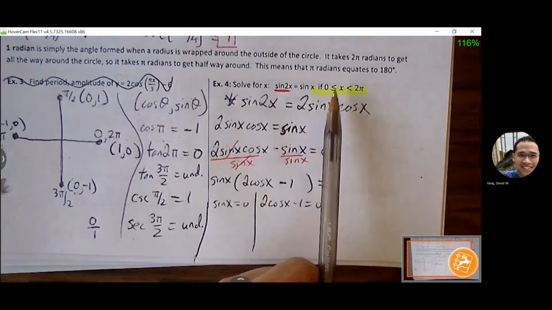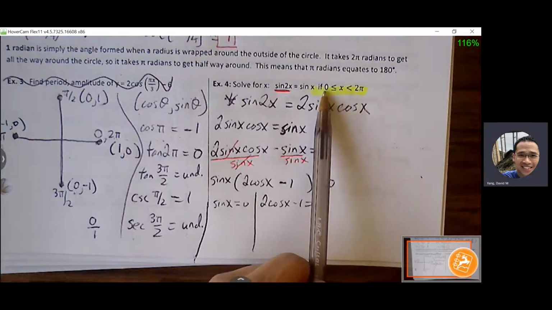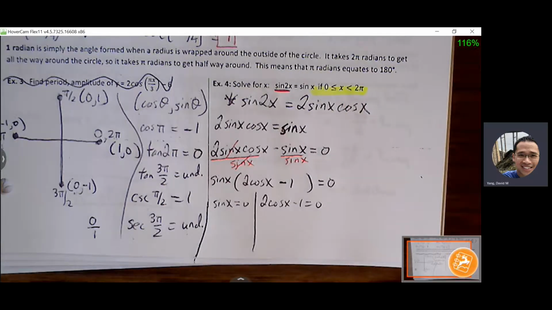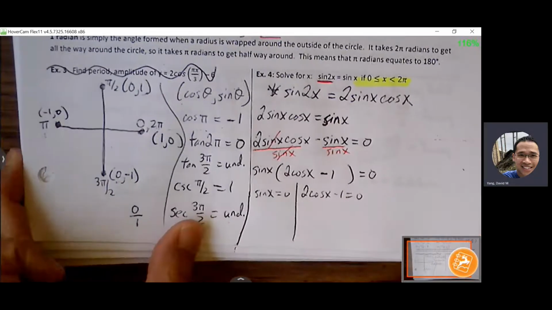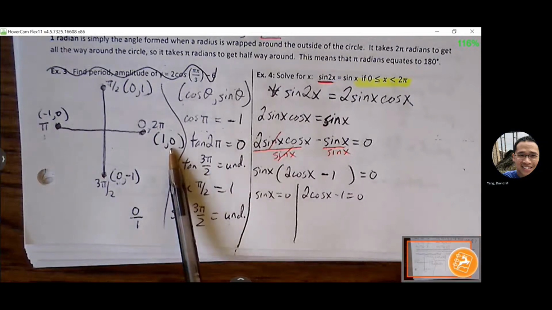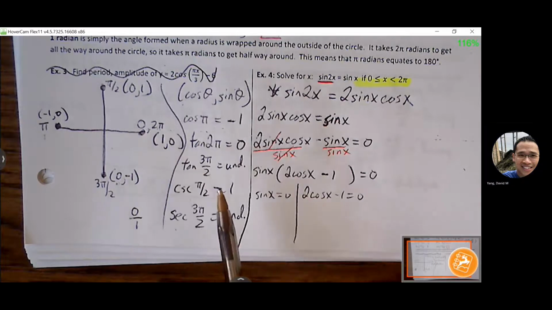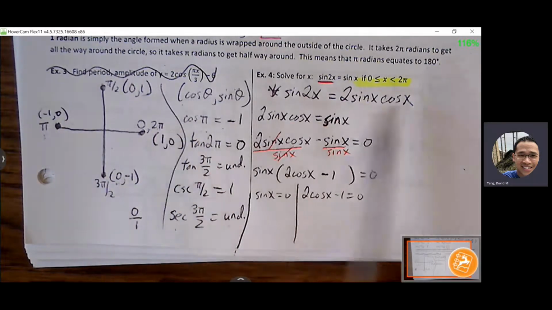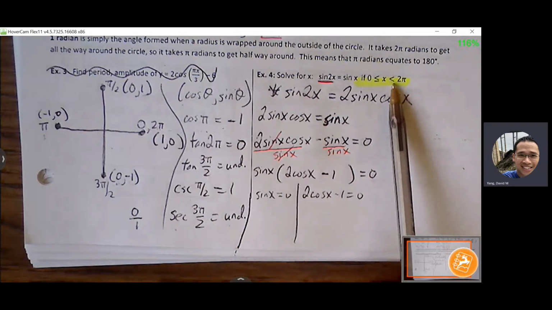We're looking for domain values between 0 and 2 pi. 0 is included, but 2 pi is out. So where is sine going to be 0? Anywhere else? Remember, sine is the y value here. Pi. There you go, pi and 0. We don't include 2 pi because it's not included in our domain.